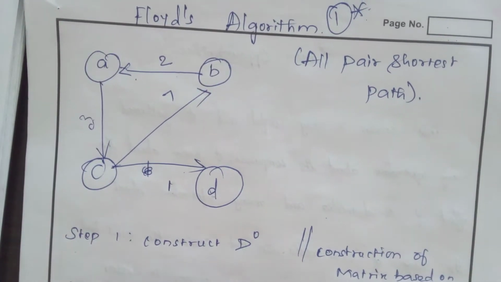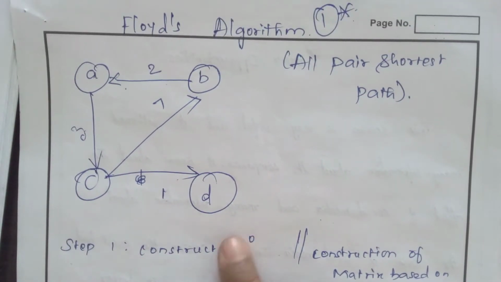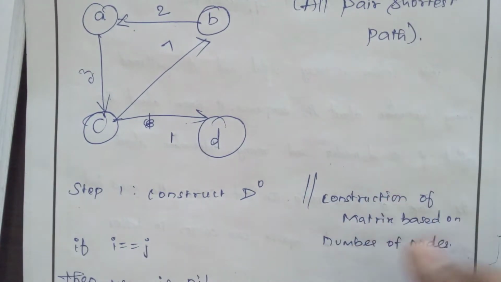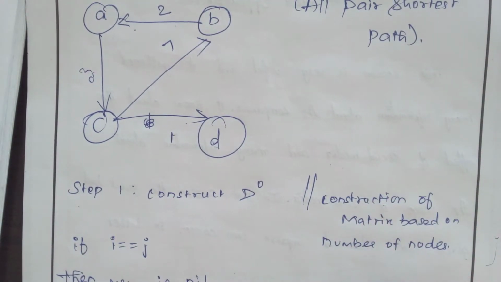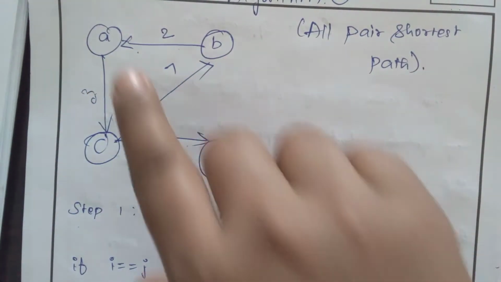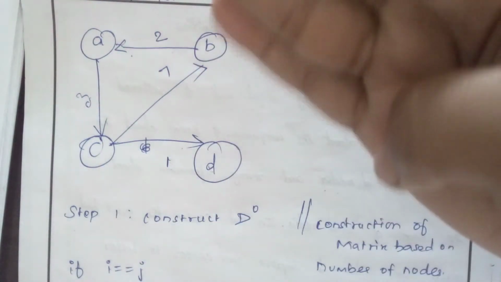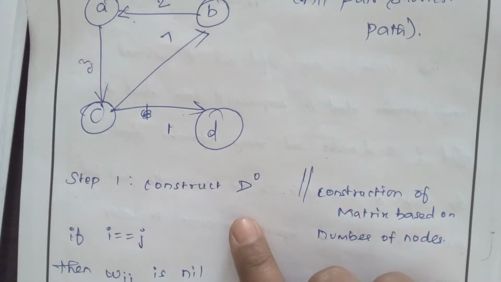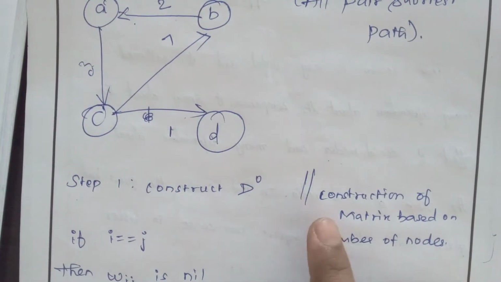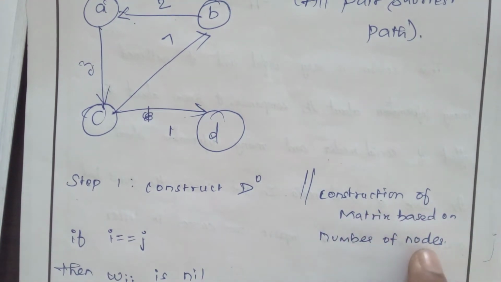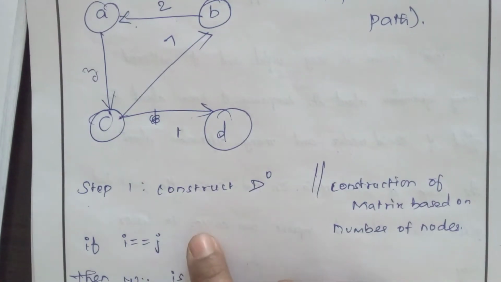Step 1: construct D0. I am starting with the initial one. The matrix is constructed based on the number of nodes. Here we have 4 nodes, A, B, C, D. So we have to construct 4 matrices, D1, D2, D3, D4, along with D0. First we are going to construct the matrix.